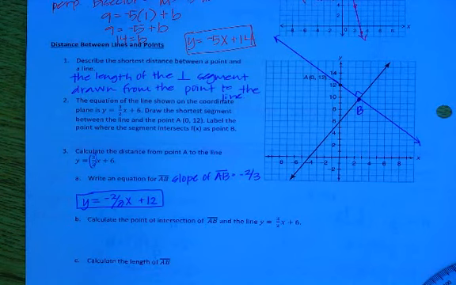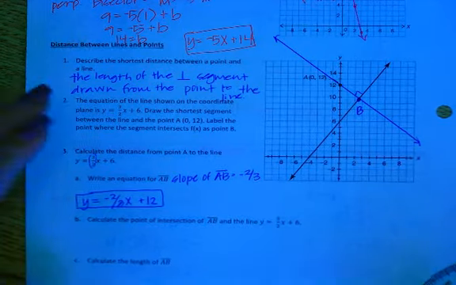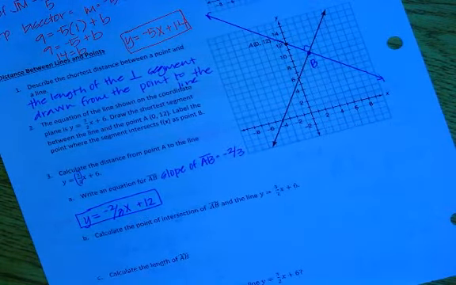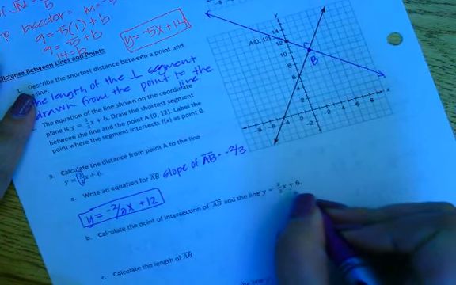How do you find the point of intersection if you don't have a calculator? Very good. You have to set the equations equal to each other and solve for x, okay? Once you solve for x, then what do you have to do? Solve for y. Okay, so first let's solve for x by setting our equations equal to each other.